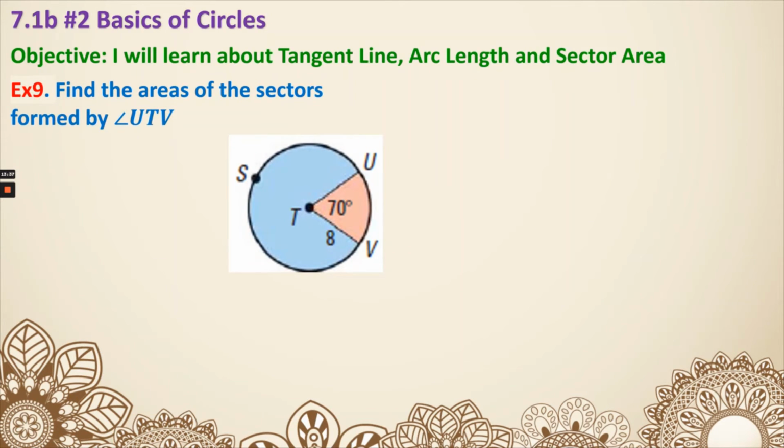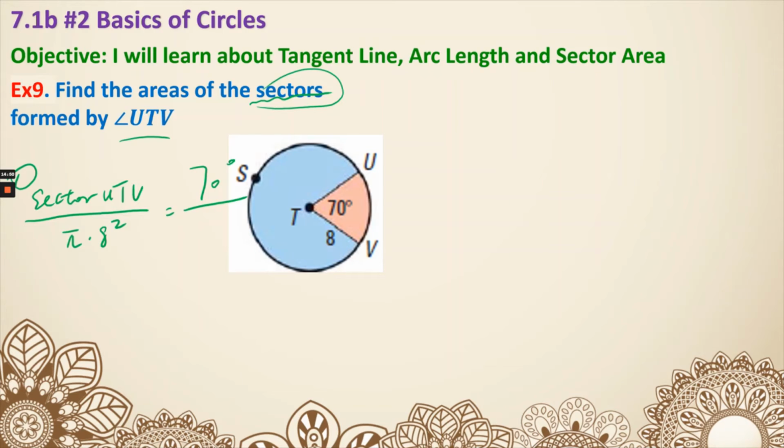Example 9. Find the area of the sectors formed by angle UTV. Something you have to be careful with is that this angle is not only forming one sector, it actually forms 2 sectors. First sector, I'm going to call that UTV, over pi r squared, which is pi times 8 squared. That equals the specific angle, which is 70 degrees, compared to 360 degrees. So that is going to be 39.10. We don't have units.